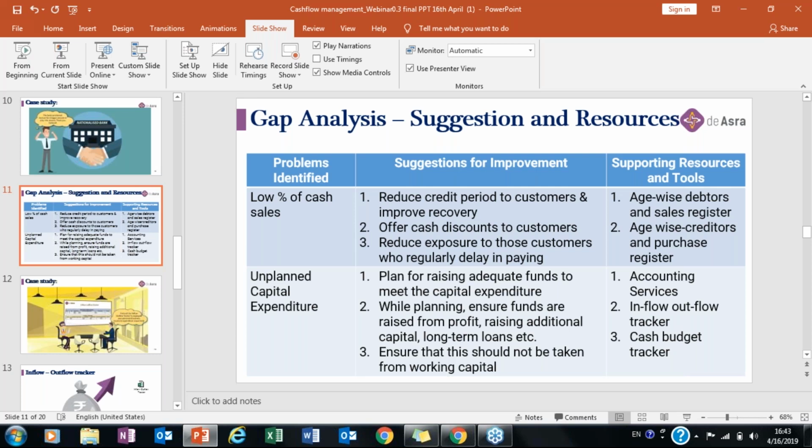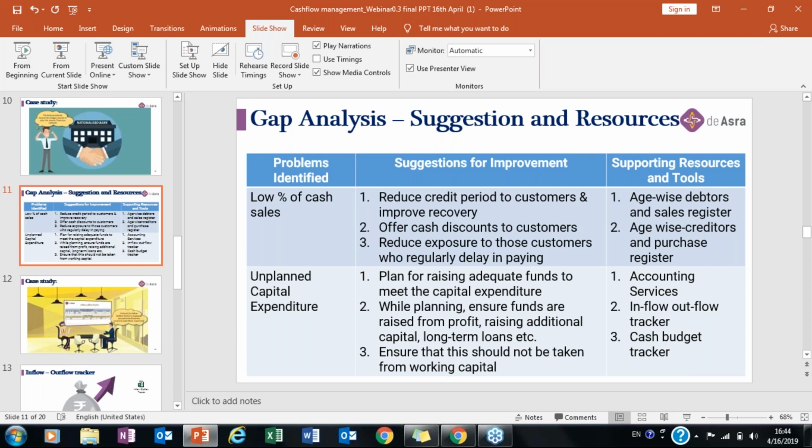Once the problems are identified, you can see some suggestions in front of you: reduce the credit period to customers and improve the recovery, offer cash discounts to customers, and reduce exposure to those customers who regularly delay in paying. This can vary from business to business, but you need to come up with new ideas wherein you can increase the percentile of cash sales in your business.